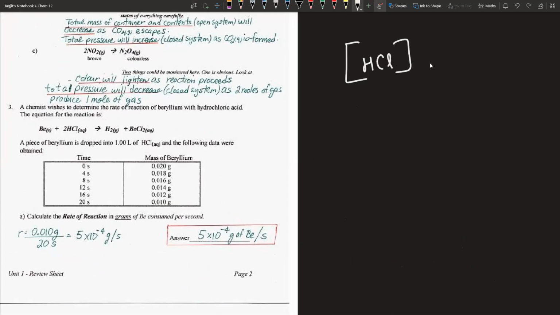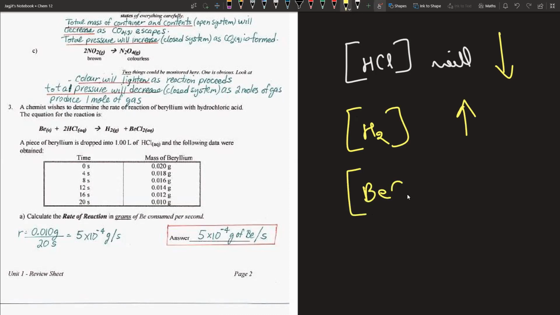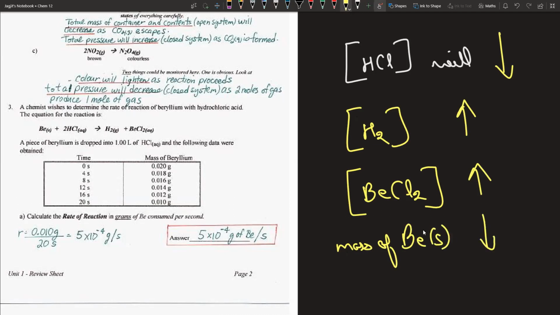Excellent. Concentration of HCl will decrease because it's a reactant. It will get used up. What will happen to concentration of H2? Increase, because it's a product. Concentration of BeCl2? Increase, because it's a product. What will happen to mass of Be? Decrease. Excellent. Very good. Because it's a reactant.